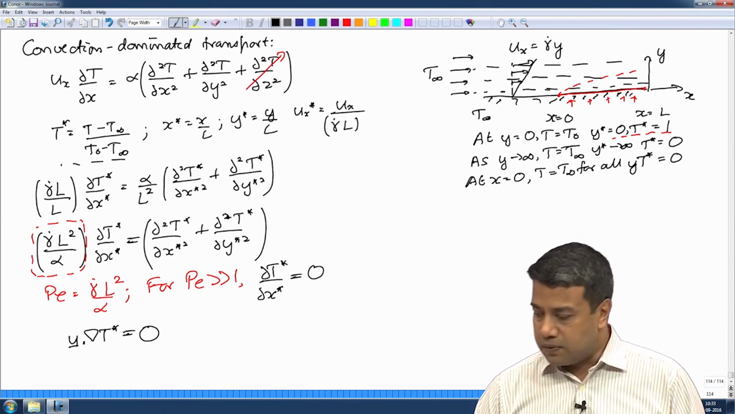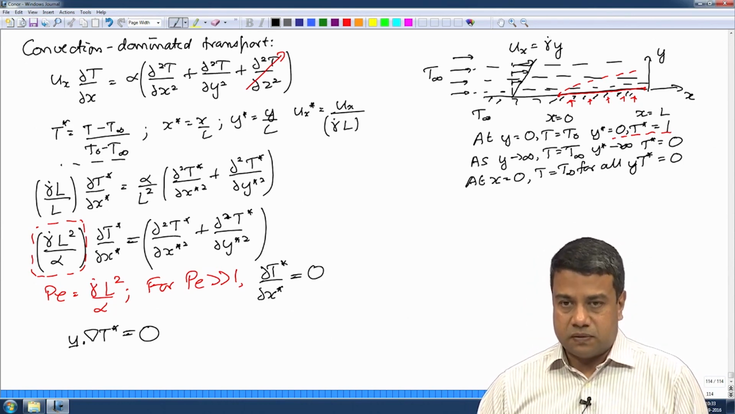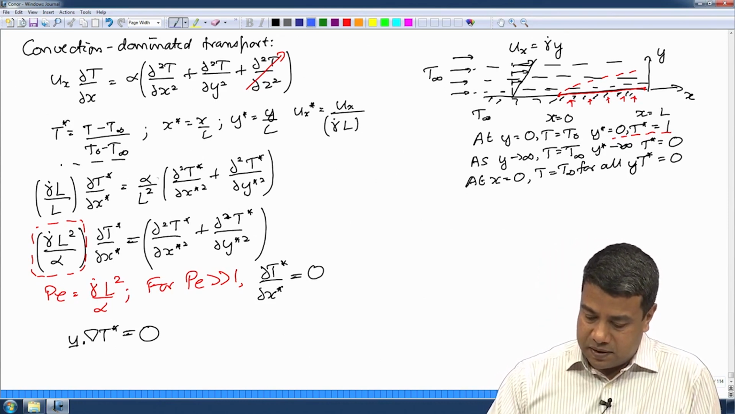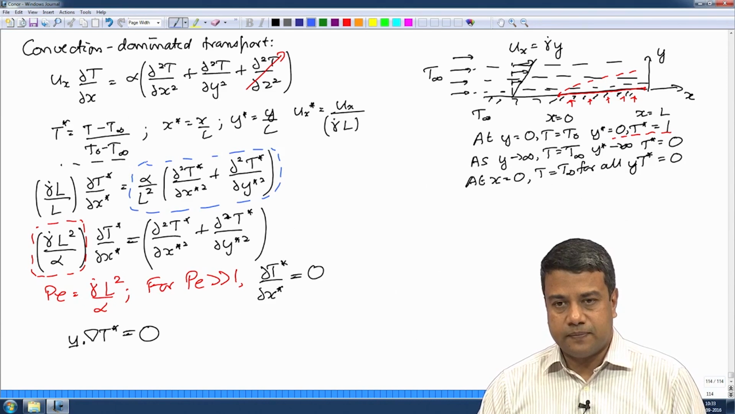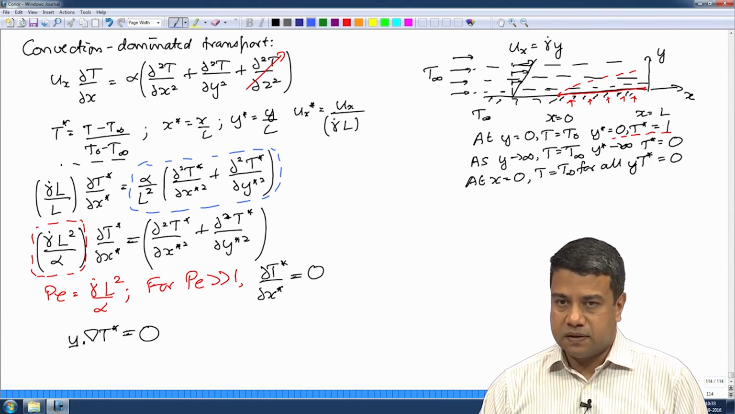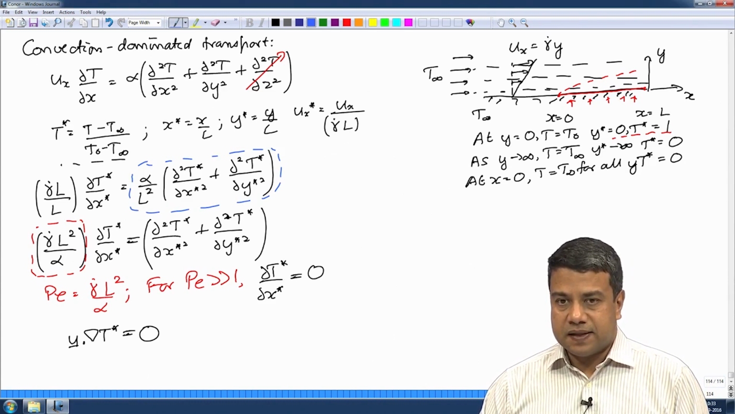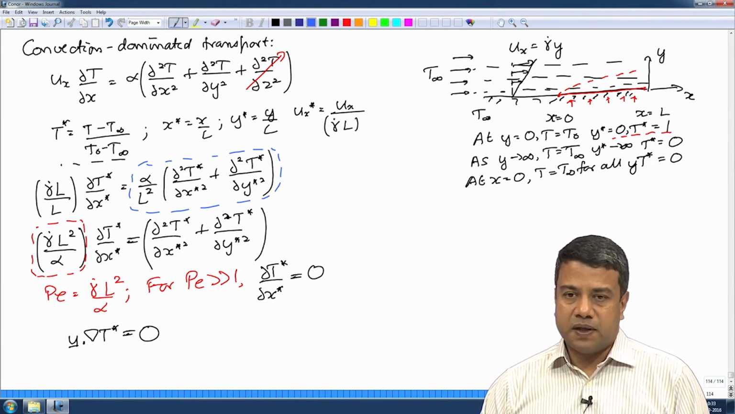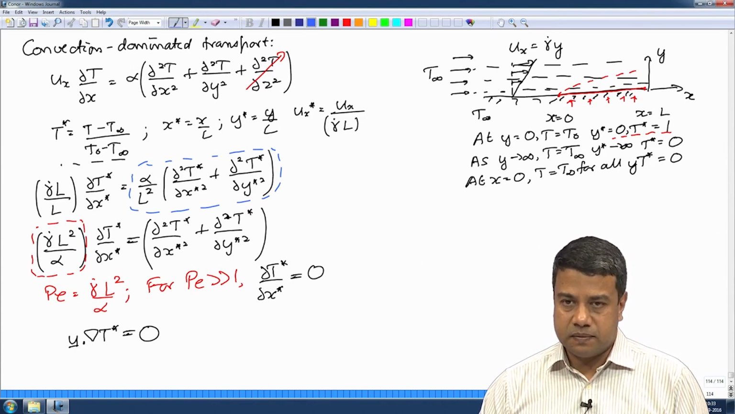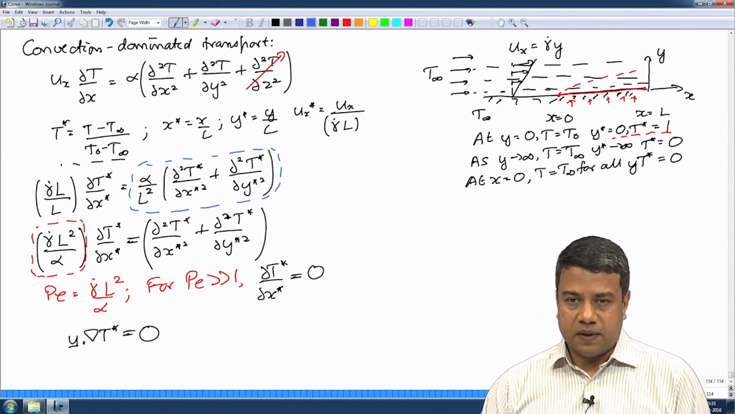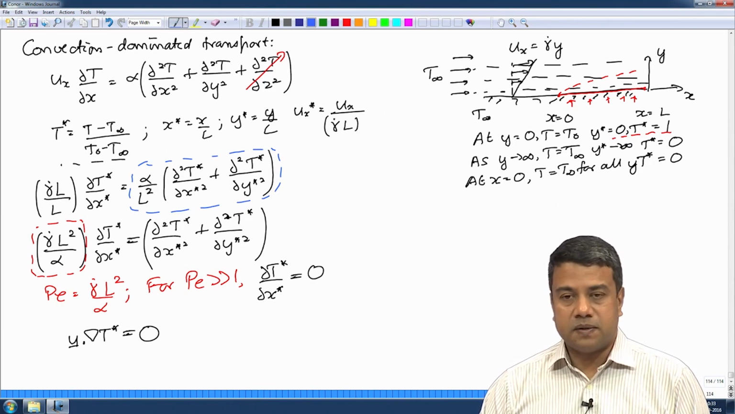In this case, there is no way we can satisfy the boundary condition at y equal to 0. The mathematical reason is that we have neglected the highest derivatives in the conservation equation, and when you neglect the highest derivatives, you cannot satisfy boundary conditions anymore. The physical reason is that we have neglected thermal diffusion. Transport perpendicular to the surface can take place only by diffusion, because there is no convection perpendicular to the surface.